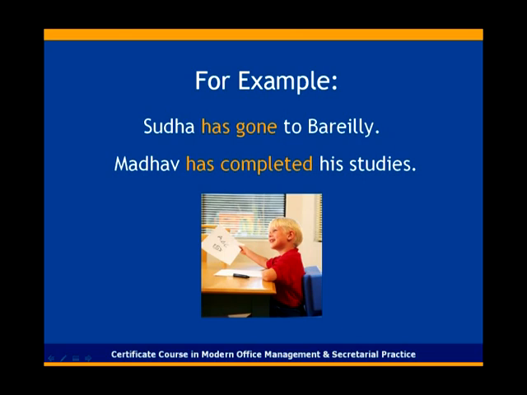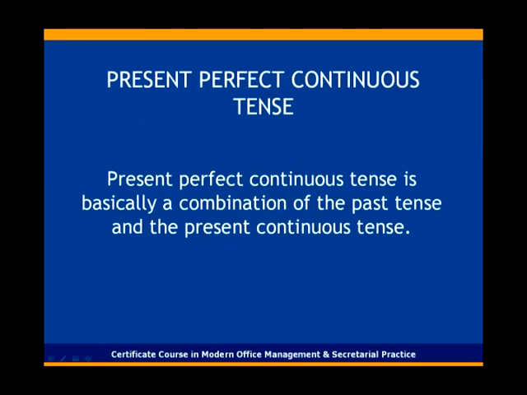Madhav has completed his studies. We will now study the present perfect continuous tense. The present perfect continuous tense is basically a combination of the past tense and the present continuous tense. How does this work? Let's look at some examples to understand this.